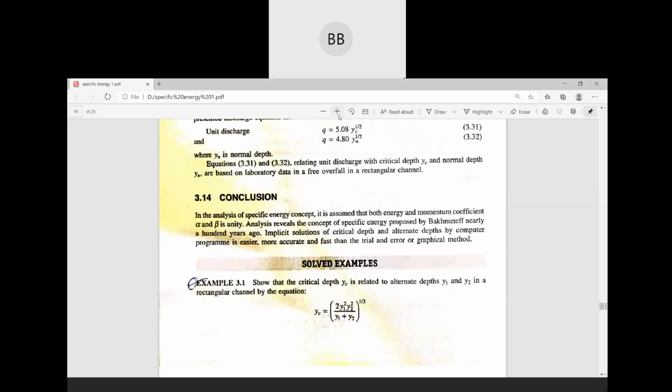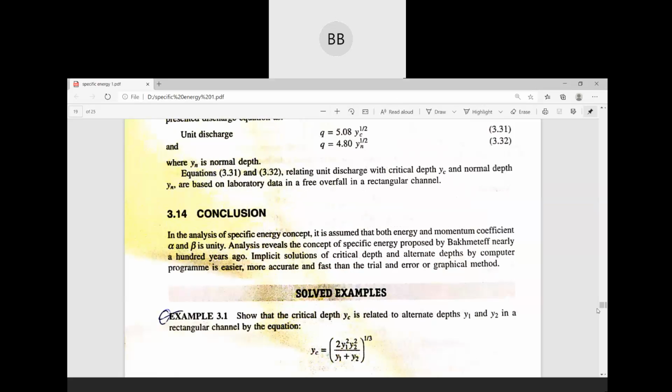Yes, so we are going to solve a few numericals today related to specific energy. First, tell me, have we discussed numerical 3.1? We have discussed this numerical.